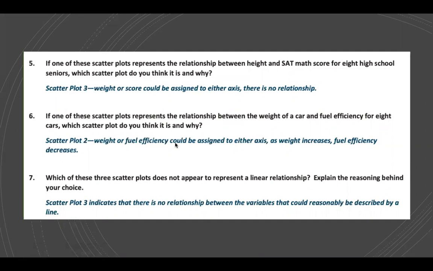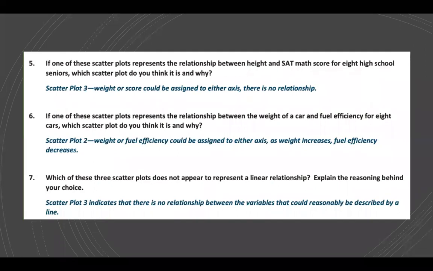And then for number 7, scatter plot 3 indicates that there is no relationship, that a linear relationship would not make sense for that one. You couldn't put a straight line that would average most of those points. They're all over the place.